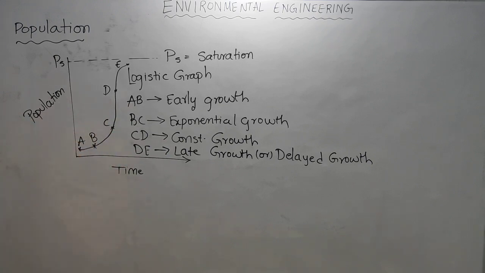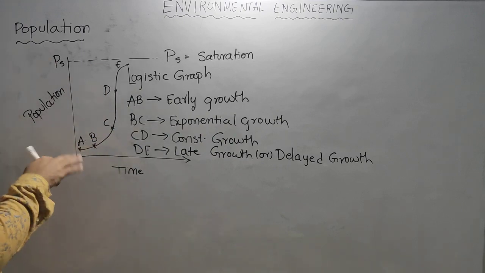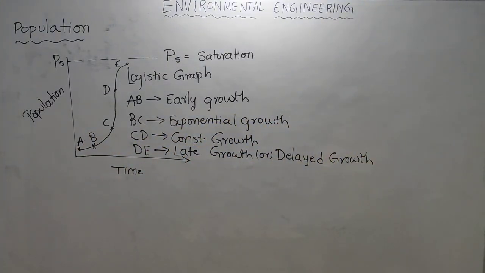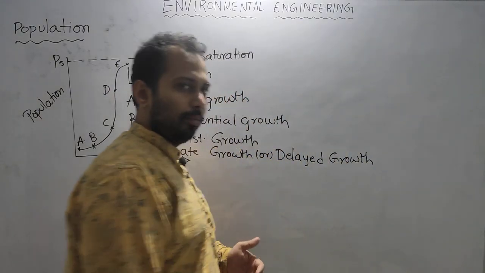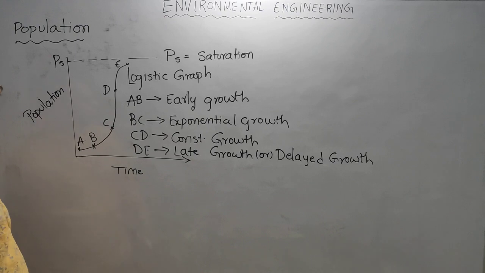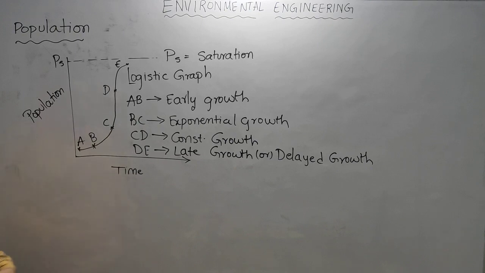Any city you take may fall in any of these growth rates. If it is a young city, a very new city, then it will come into early growth. If it is rapidly growing, then it comes into exponential growth. If the city is already established, well grown, then we will have constant growth there. And if the city is too old, very old, it cannot have the possibility of growing there. It is already completely grown.